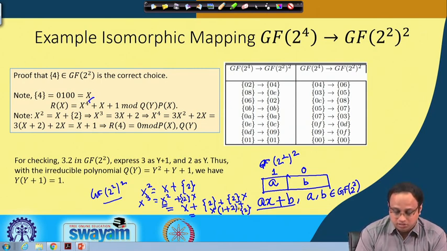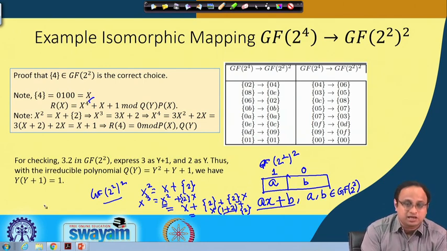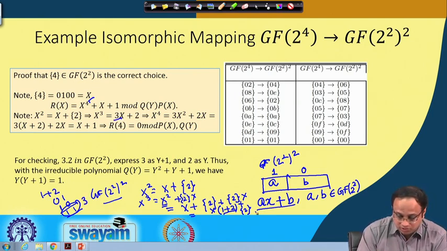Now note this math is again done in GF(2^2). If I want to do 1 plus 2, that means it is nothing but 01 XORed with 10, and therefore I get 11, and this 11 is nothing but 3, and that is why I have 3x here, and this 2 will come here. So I get 3x plus 2. Likewise, I calculate x to the power of 4, which is 3x squared plus 2x, make some simplifications, and I get x plus 1.